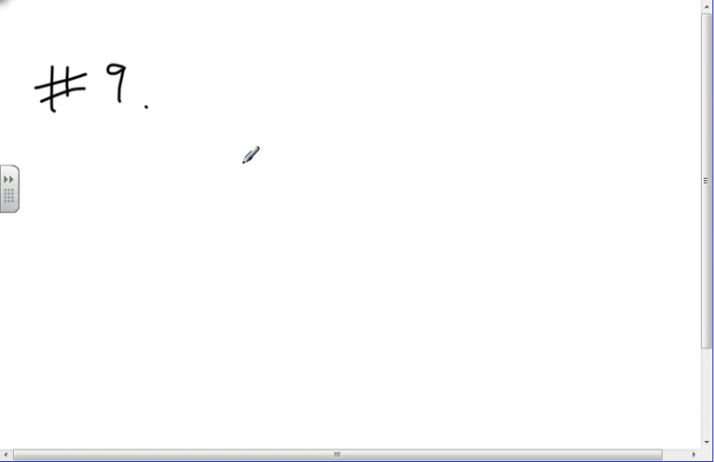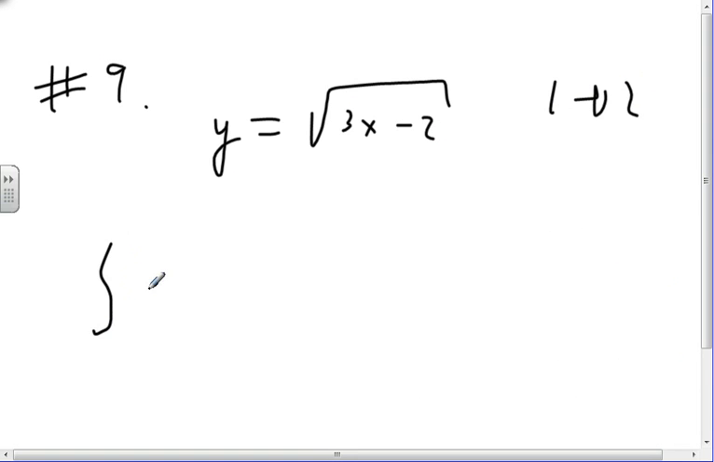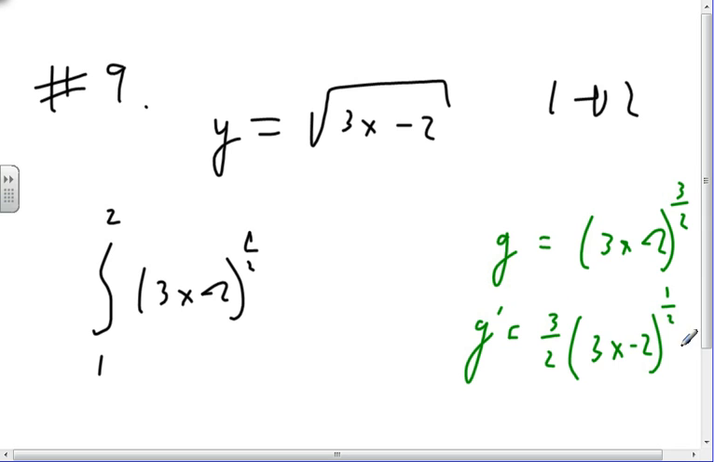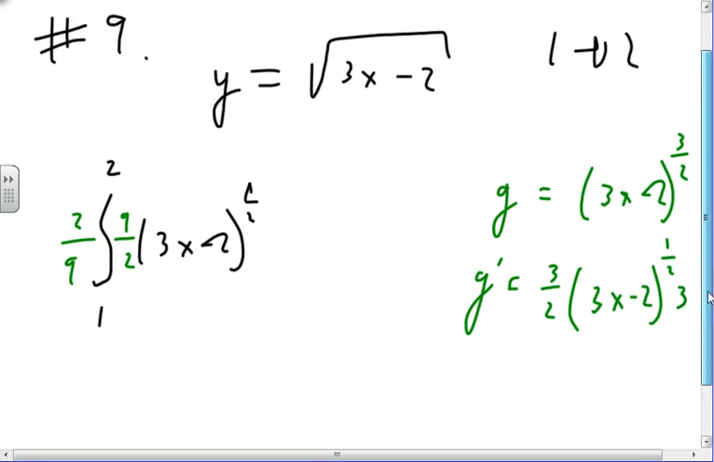Okay, so number 9. Y is the square root of 3x minus 2. I'm going to go from 1 to 2. Okay, so I want the integral of (3x minus 2) to the 1/2 evaluated at 1 and 2. So the first thing I'm going to do is guess that my form is going to be (3x minus 2) to the 3 halves, and then g prime would be 3 halves (3x minus 2) to the 1 half times 3. So I need a 9 over 2 sitting there, which means I need a 2 over 9 sitting here. Okay, at that point I can solve the integral.